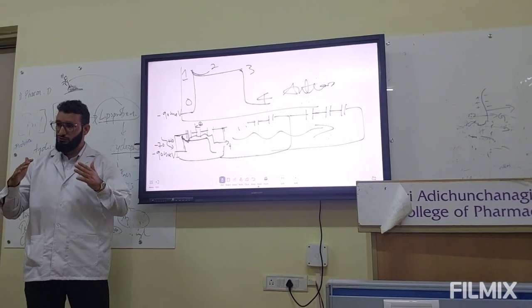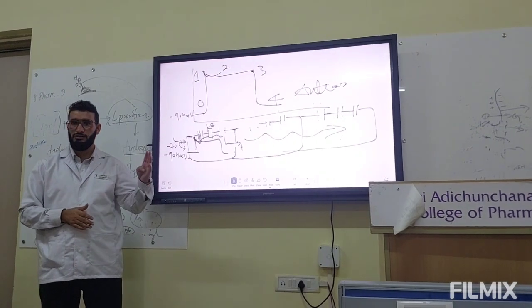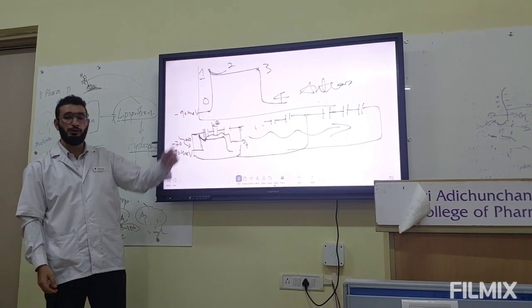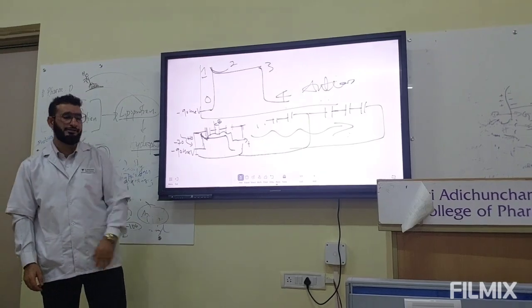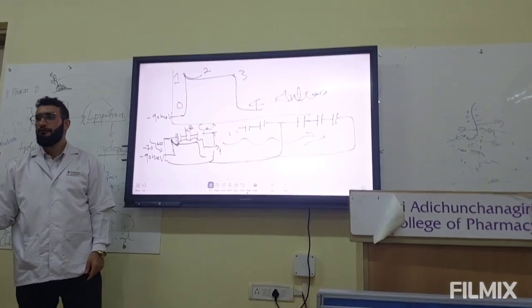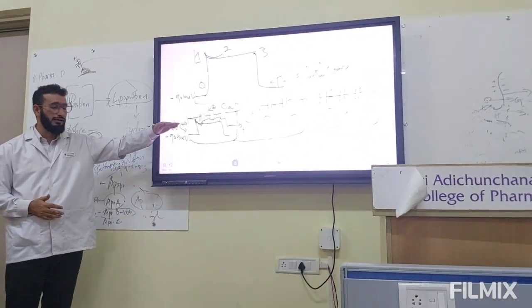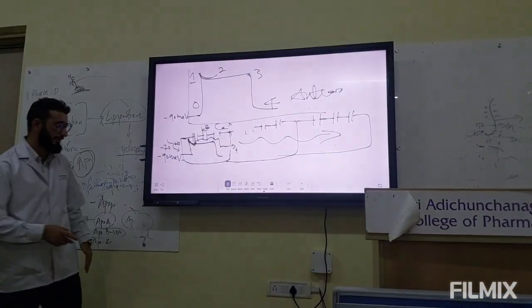Which is the most used anti-arrhythmic drug? That is amiodarone, which is a potassium channel blocker. That is a broad spectrum anti-arrhythmic drug. Then calcium channel blockers, verapamil, diltiazem, these are there. So these drugs work on the action potential.